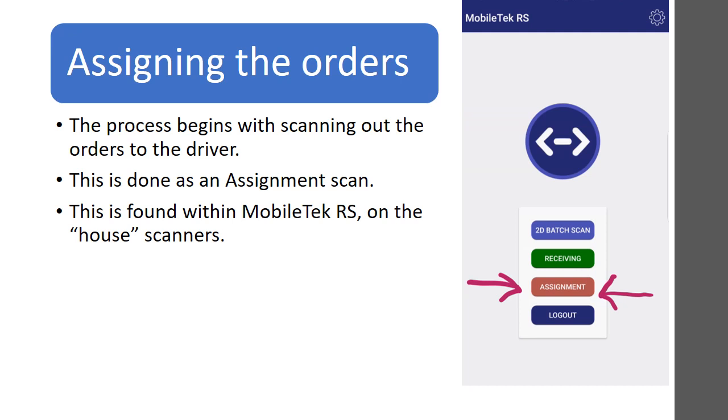Here, you see the main screen of MobileTek RS. The icon for assignment scan is the third one down. If the screen is cut off, click on the down arrow twice on the hardware keypad and then the Enter key.